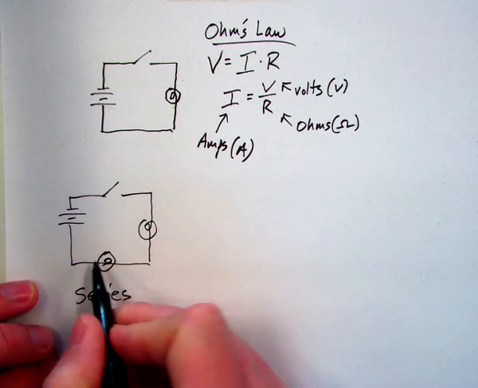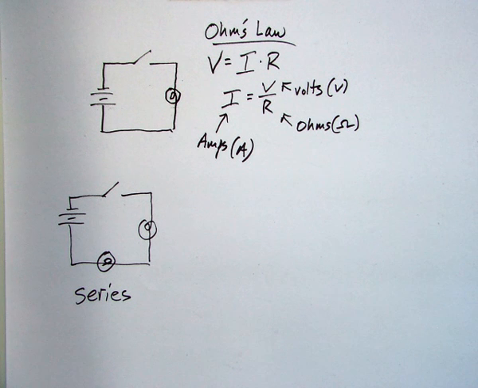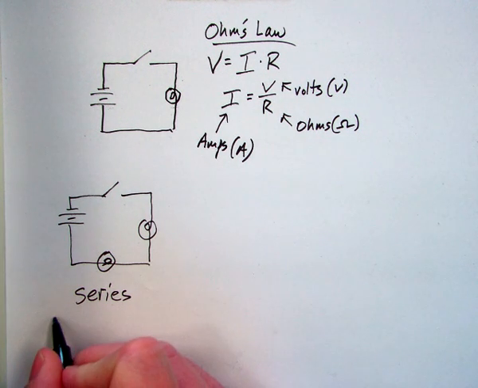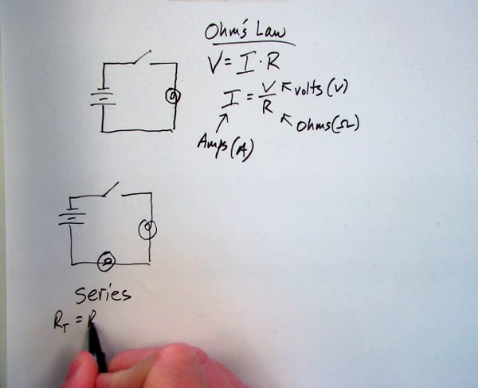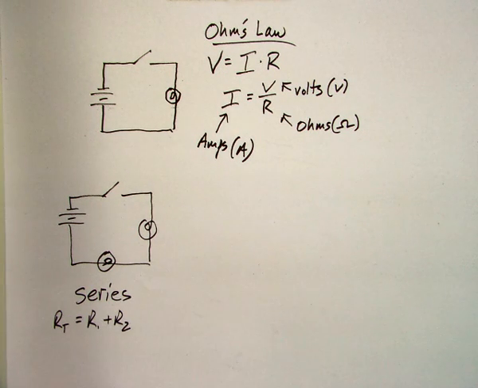These components are connected in series. They share one path. And in series, we have a few basic rules. The resistance in series simply adds up. So whatever the resistances of these lamps are, I would add them up to find a total resistance.